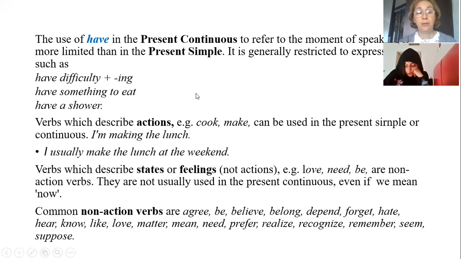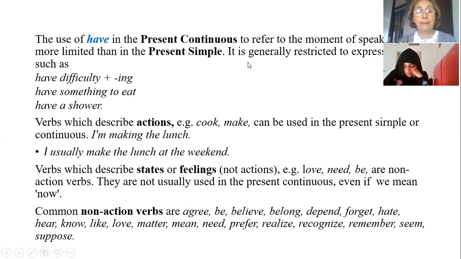And here is the information about the verbs that shouldn't be used in the continuous form, whether it's present continuous, past continuous, or future continuous. For example, the use of the verb have in the present continuous to refer to the moment of speaking is more limited than in the present simple. It means that in the meaning of possession, I have a book, for example, this verb shouldn't be used in the continuous form.